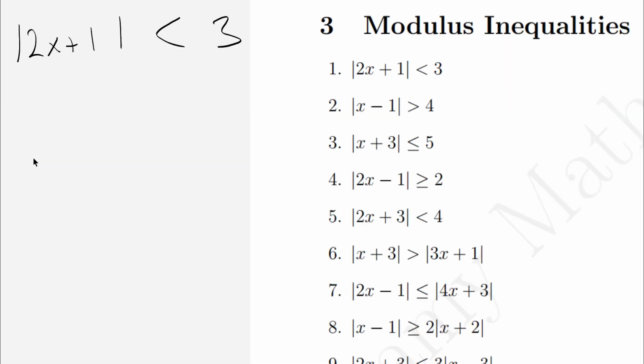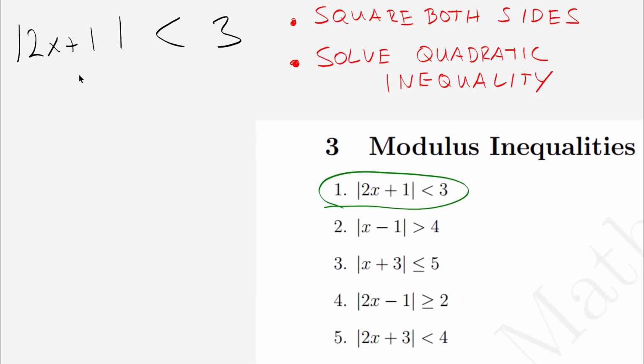So let's have a look at this question 1 here. The modulus of 2x plus 1 is less than 3. So what's our method? There's a couple of different methods for solving these. The one I like is where we square both sides, and that will allow us to get rid of our modulus symbols, and then we solve the resulting quadratic inequality. So let's have a look at this. The first thing we're going to do is square both sides.